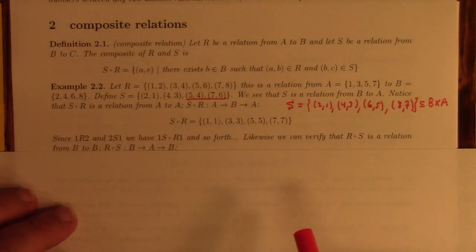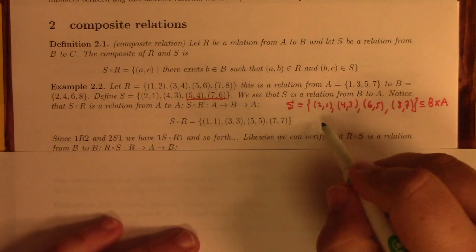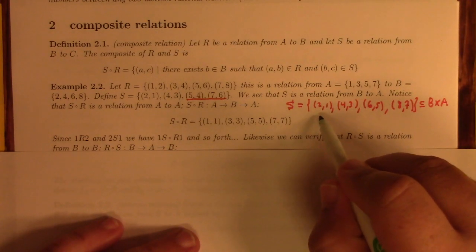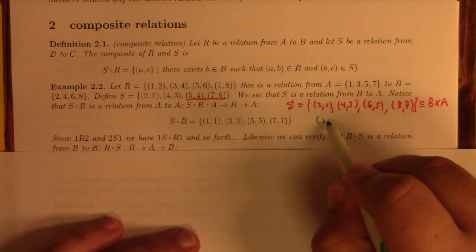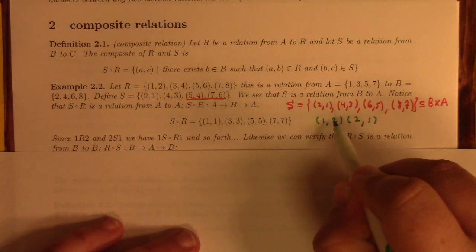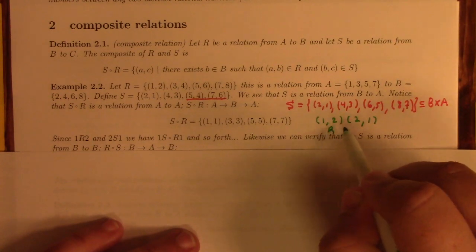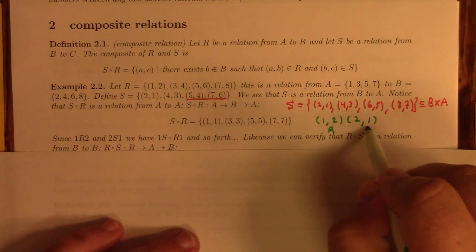Let's see here. To see that 1 maps to 1, that's because we've got 1 to 2 and then 2 to 1. The 1 to 2 is from the R, and the 2 to 1 is from the S.